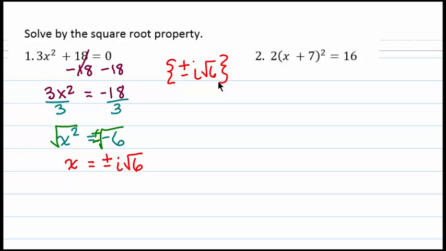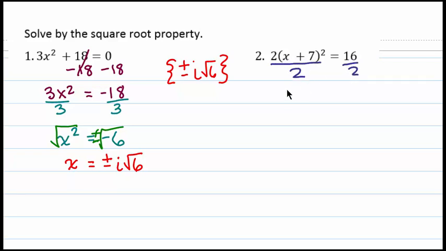All right, let's look at this other example that we have over here. Even though I have parentheses and something squared, I don't have to worry about simplifying or anything like that here. I just need to isolate, once again, what's being squared. So this time I have 2 times what's in here. So now I'm going to just divide both sides by 2.